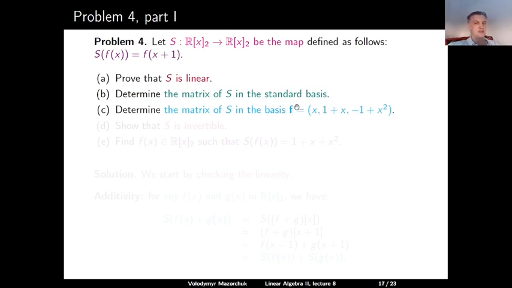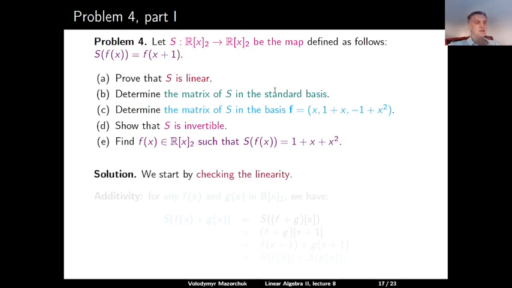This basis is denoted by bold F. Show that S is invertible, and find some element f(x) in R_2[x] such that the image of this f(x) under S is equal to 1 plus x squared.